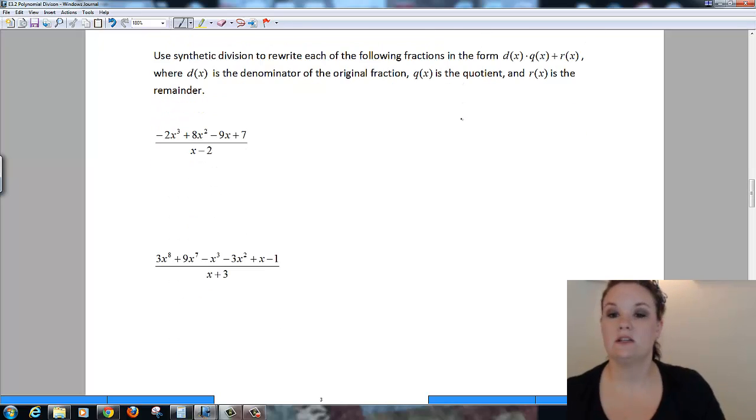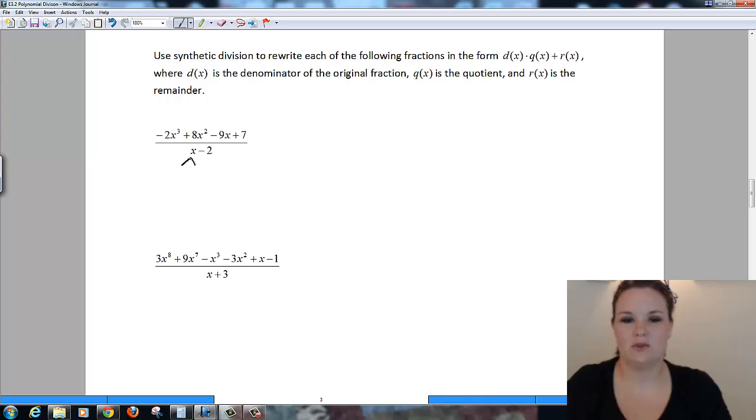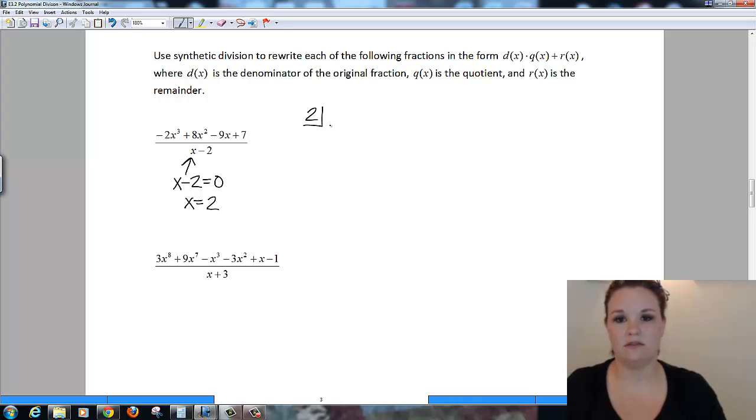Okay, so let's go ahead and just do some. And they're much easier to explain as we do them than it is to explain and then do it. So the first thing I want to do is look at my divisor here and write it in solved form. So if I have x minus 2 equals 0, I would move that 2 over, which makes it positive. So I'm going to use a positive 2. And we put it in this little half box.